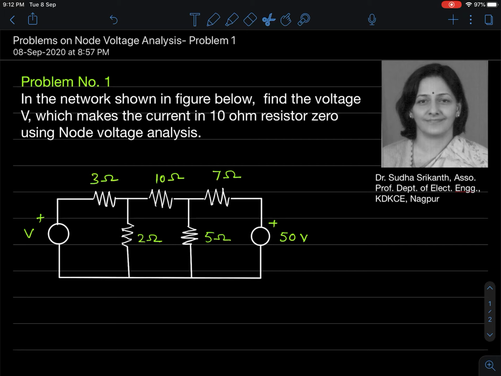Instead, I have taken up a problem which is slightly tricky, in the sense that I am supposed to determine the value of V for certain specific network conditions. You are supposed to find out the magnitude of the source that has to be applied to the network so that a certain condition is met in the network, and it can be done using nodal analysis.